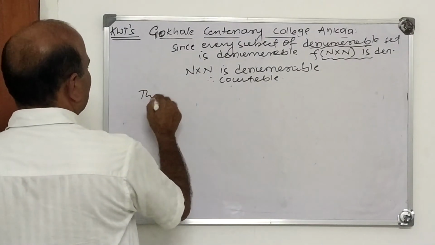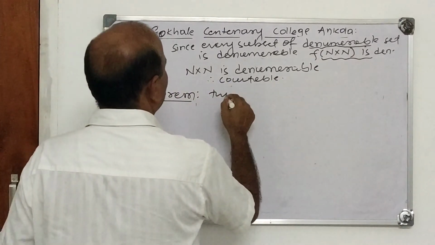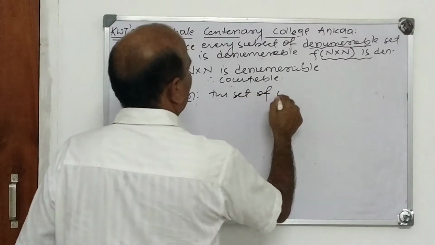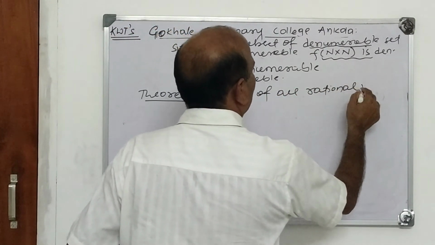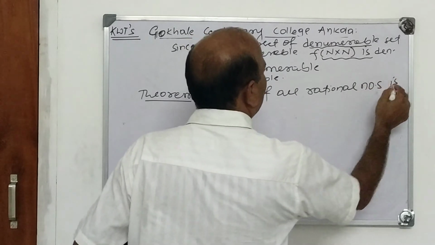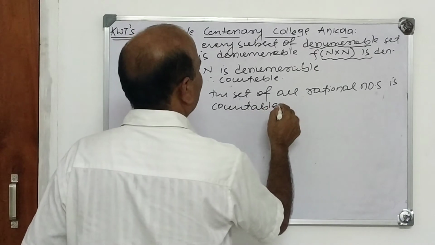Next theorem is: the set of all rational numbers is countable. All these results are important.